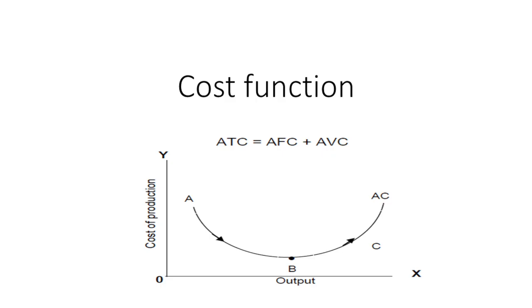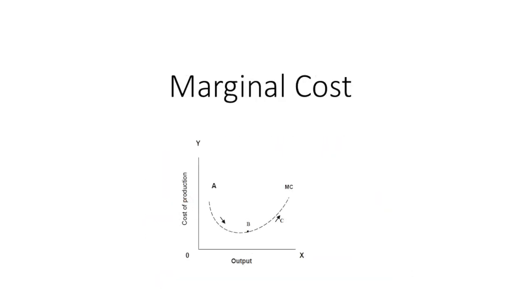Now the last one is the marginal cost curve. Marginal cost can be defined as the net addition to the total cost as one more unit of output is produced. In other words, we can say it is the additional cost incurred to produce an additional unit.